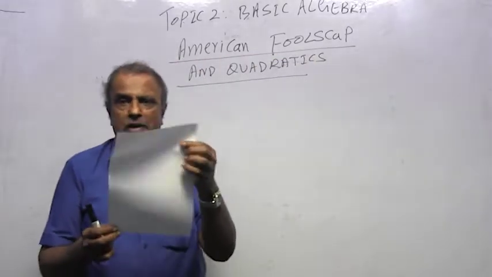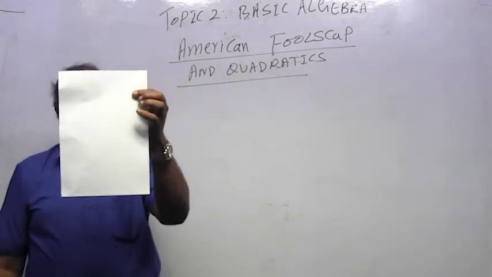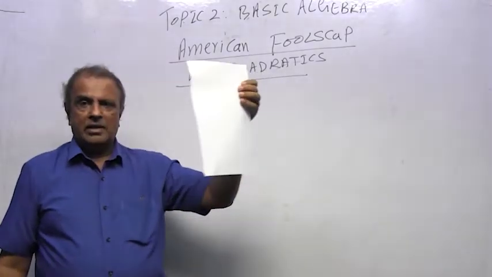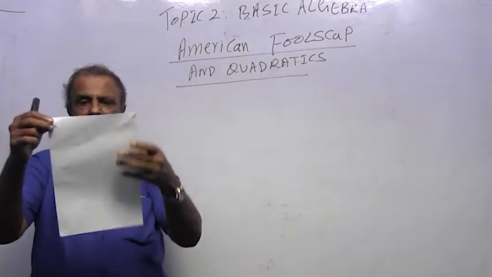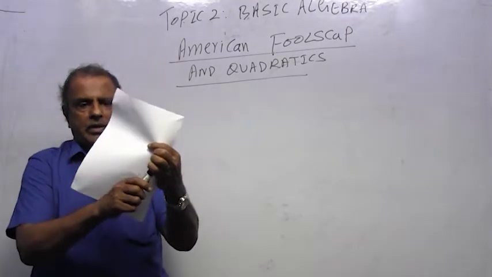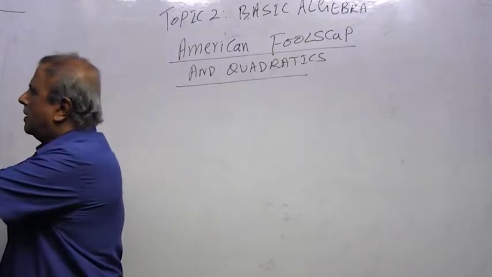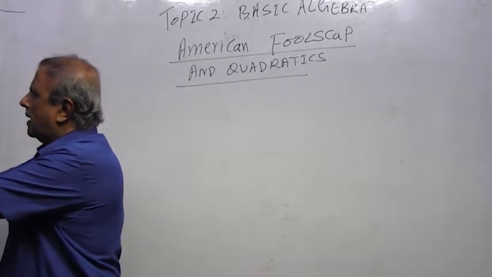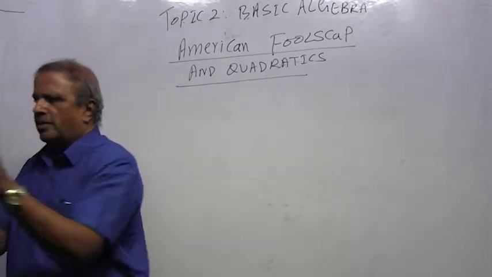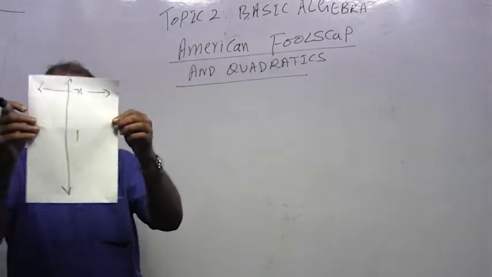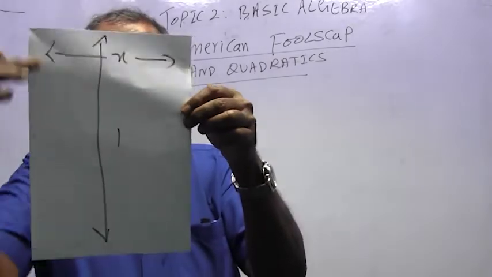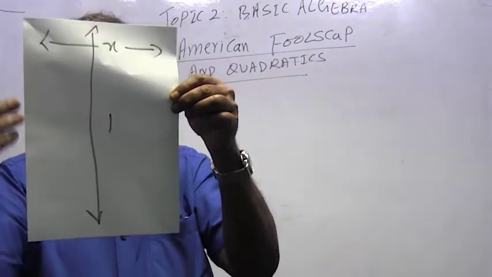This is an example of a Foolscap. This could be A4. I didn't bring a Foolscap, sorry, I didn't have one, so I'm using this just to illustrate. Let's assume, let me write it here, this length is 1 and that width is x. Can you see that? Let me bring it a bit closer so that you can see. So the length is 1, the width is x.